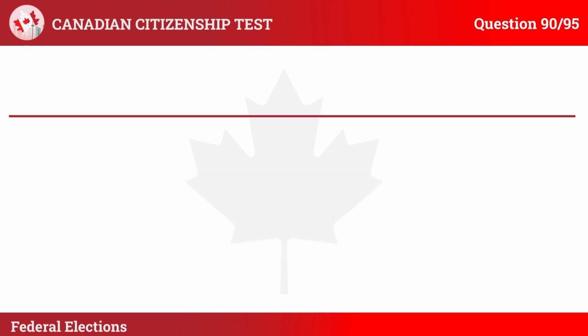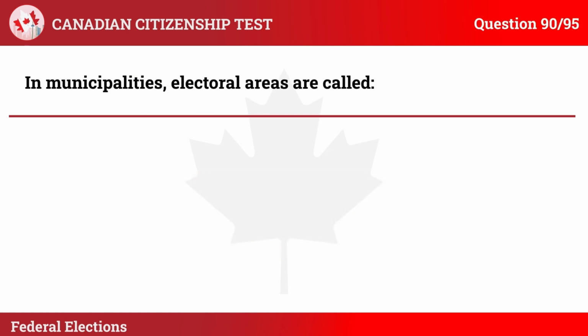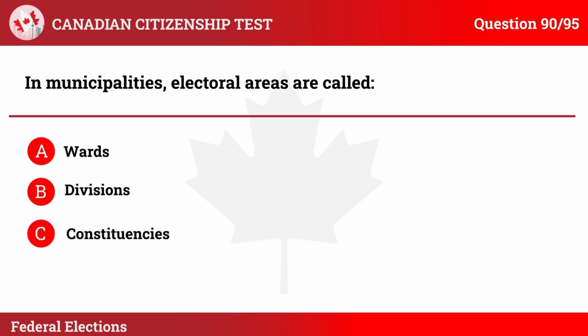Question 90. In municipalities, electoral areas are called A. Wards. B. Divisions. C. Constituencies. D. Districts.